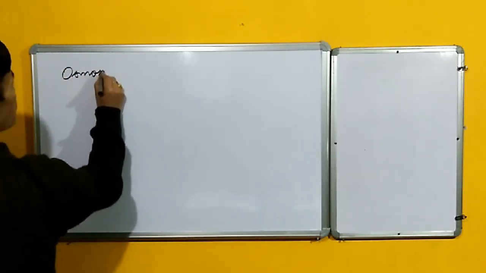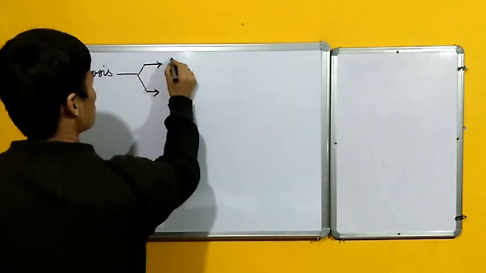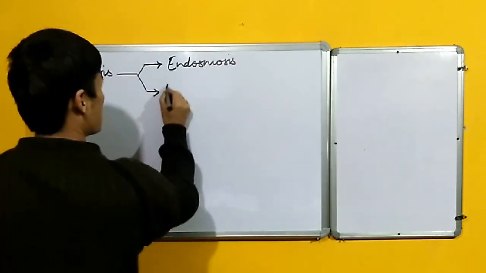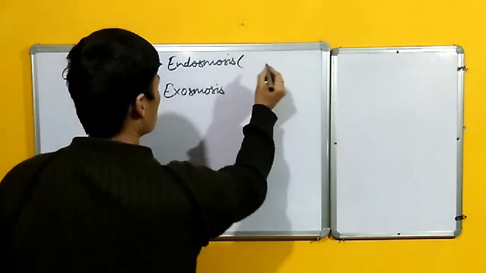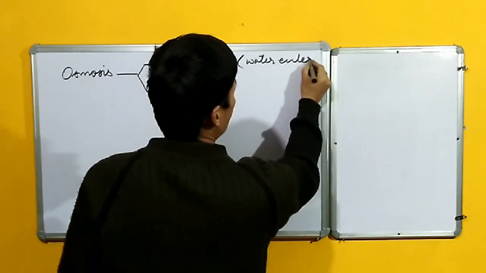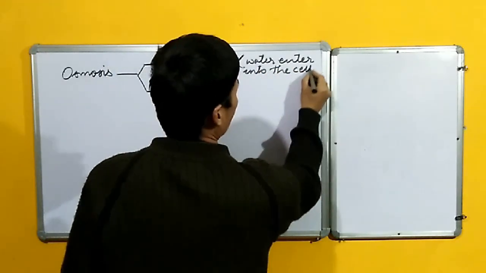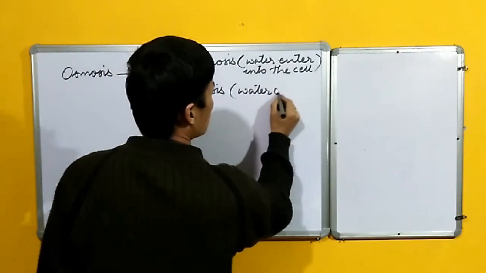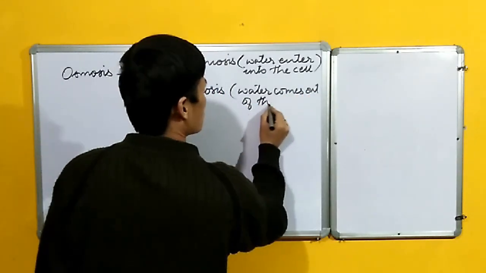Osmosis is of two types. One is called endosmosis and the other is called exosmosis. During endosmosis, water enters into the cell, whereas in exosmosis, water comes out of the cell.